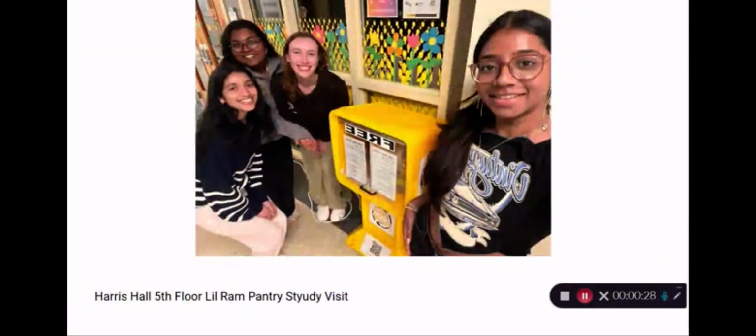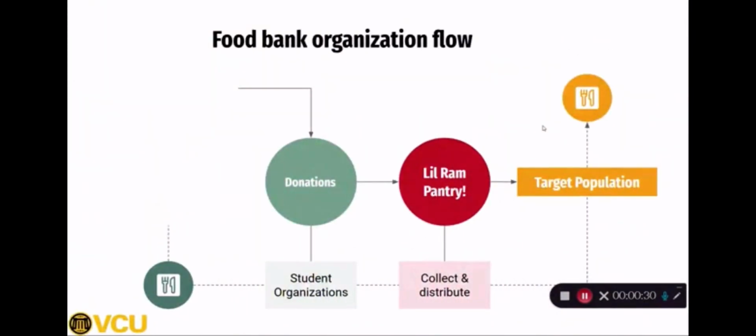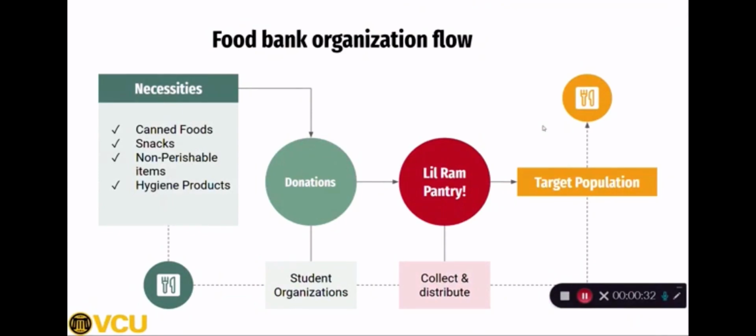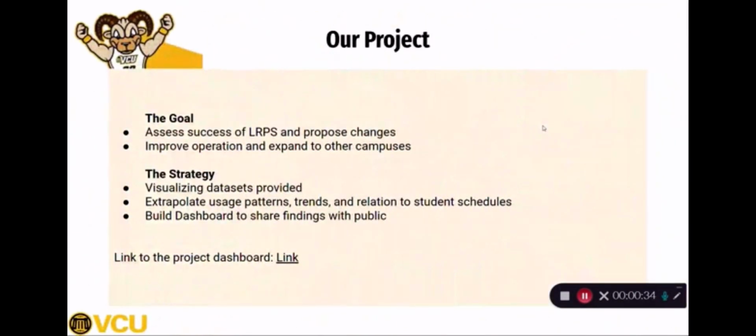This is us visiting one on the 5th floor of Harris. This is how the LRP works. And the goal of our project is to assess the success of the LRPs as well as understand what should be changed. We achieve this goal by visualizing the data set given to us to extrapolate usage trends over time in relation to student schedules.